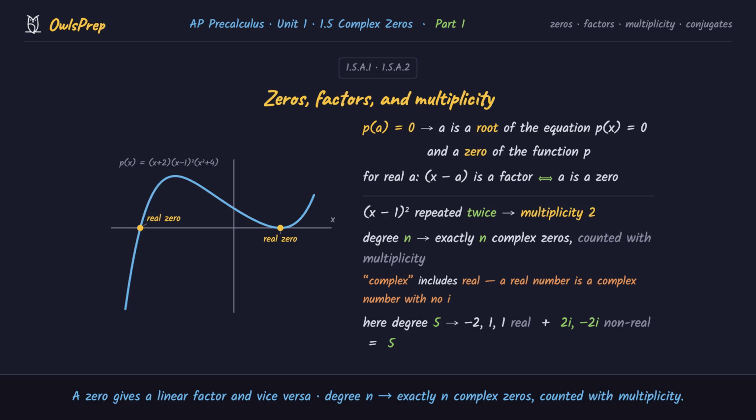One word there needs care. In mathematics, complex includes real. A real number is just a complex number with no i attached. So n complex zeros means the total number of zeros is n, real ones and non-real ones together. It is not a count of the ones with an i in them. Check it here. Multiply out the factors, and the degree is 5, so there must be 5 zeros. -2, 1, and 1 again are real, that is 3. 2i and -2i are non-real, that is 2 more. 3 plus 2 is 5, exactly as promised.